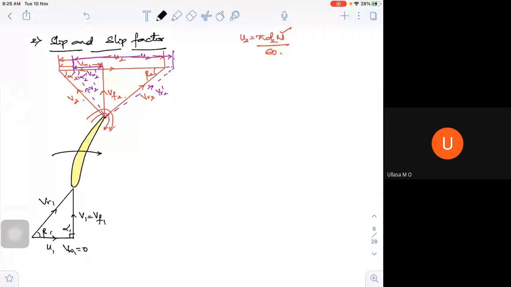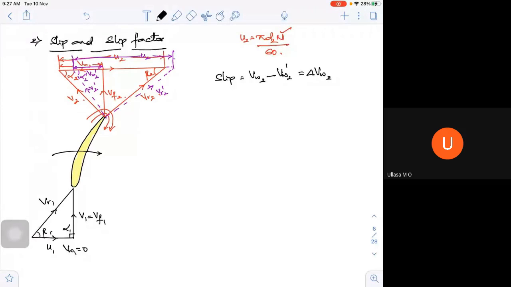Okay, what is that actually? Slip. What is this slip actually? Slip is nothing but the difference between your ideal whirl velocity and the actual whirl velocity, which I call delta VW2. That is happening at the exit. So slip is nothing but the change in your whirl velocity at the exit of your pump or whatever it may be.